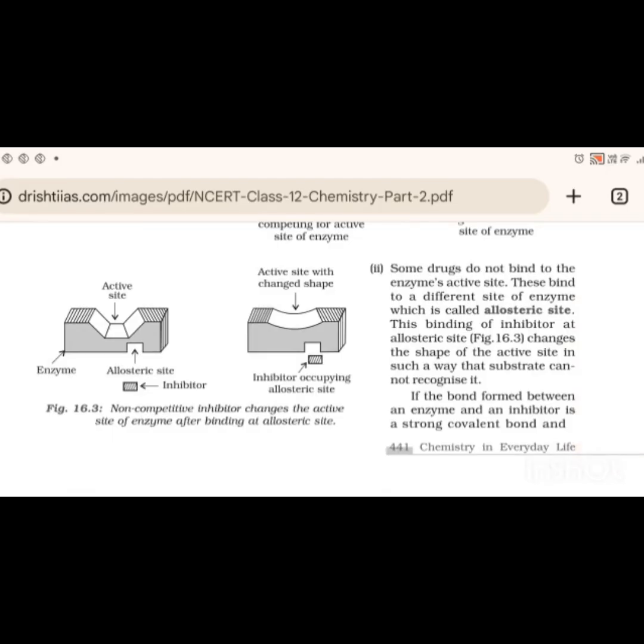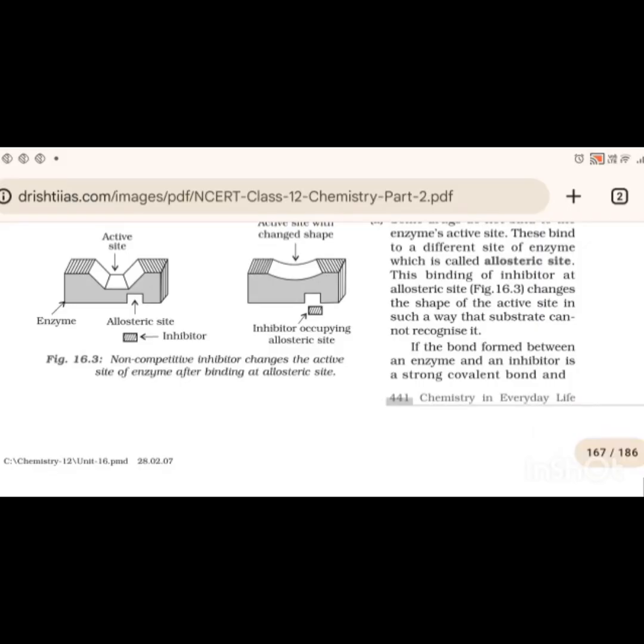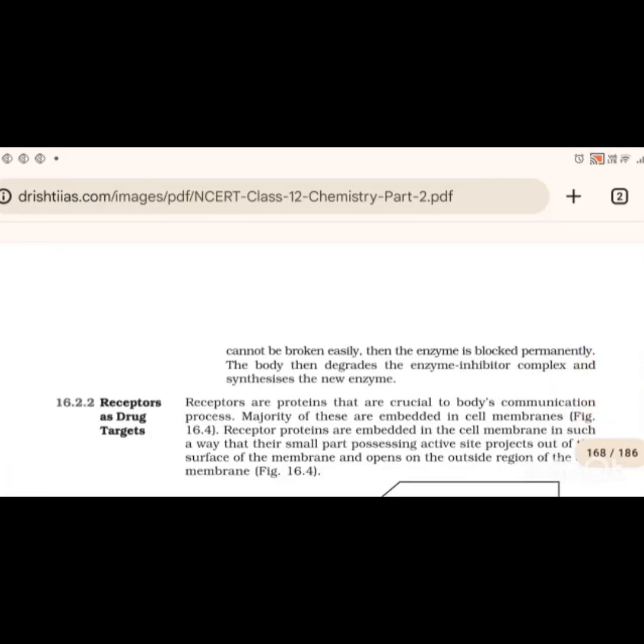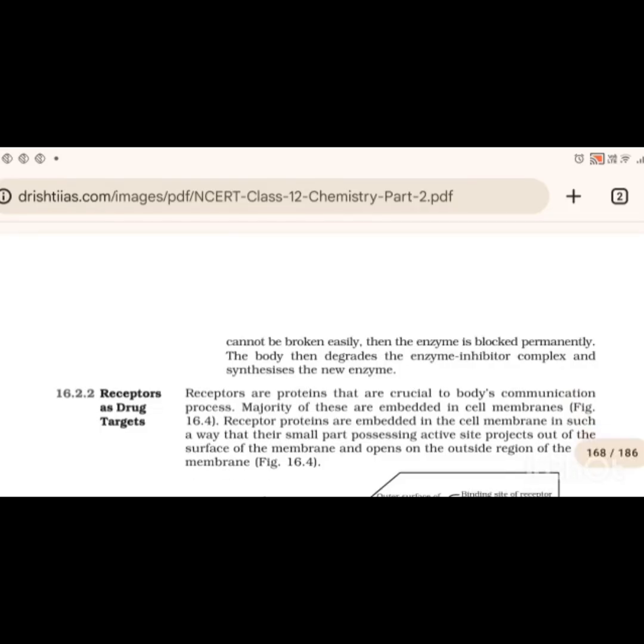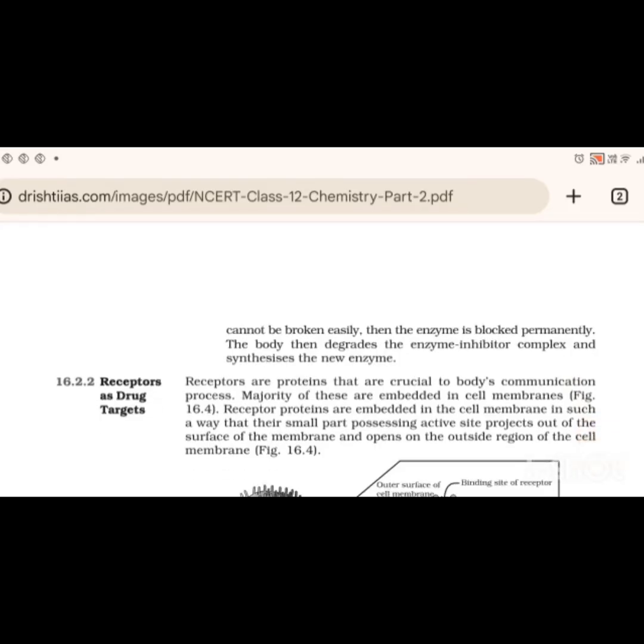Some drugs do not bind to the enzyme's active site. These bind to a different site of the enzyme, which is called allosteric site. Thus, binding of inhibitor at allosteric site changes the shape of the active site in such a way that the substrate cannot recognize it. If the bond formed between any enzyme and an inhibitor is a strong covalent bond and cannot be broken easily, then the enzyme is blocked permanently. The body then degrades the enzyme-inhibitor complex and synthesizes the new enzyme.